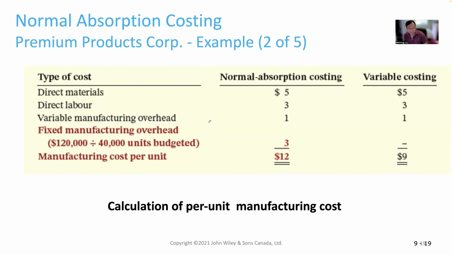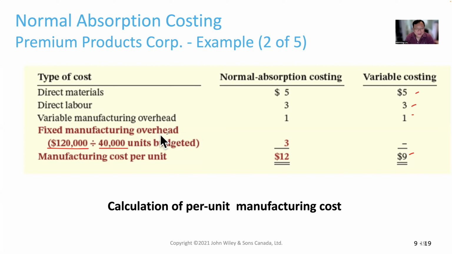So let's take a look at this example. Under variable costing, I have materials 5, labor 3, variable manufacturing overhead 1. Together that's 9. So this is my variable production cost under variable costing. And in normal absorption costing, I have to also include the fixed manufacturing overhead. I know the cost is 120,000 based on a budget production level of 40,000.